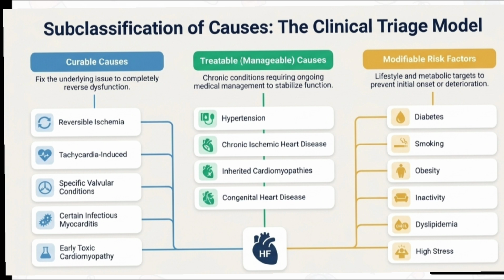Next, we have treatable or manageable causes. Think hypertension or inherited cardiomyopathies, which need ongoing chronic medical management to stabilize function. And finally, modifiable risk factors, things like diabetes, smoking, and obesity. For these, we have to hit lifestyle and metabolic targets to prevent initial onset or further deterioration.